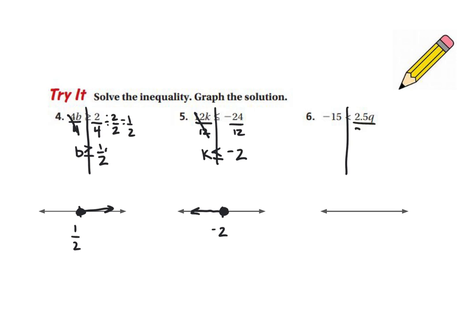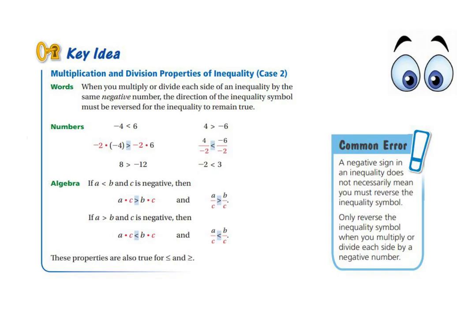Number 6, we're going to divide by 2.5. 2.5 over 2.5 is 1, so that just leaves us with q. And then negative 15 divided by 2.5. A negative divided by a positive is negative, and 2.5 goes into 15 6 times. So negative 6 is our integer, an open circle because q can't be equal to negative 6. It has to be greater than, so the arrow points to the right.